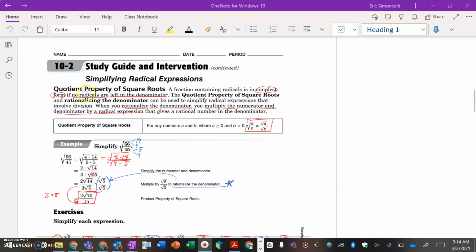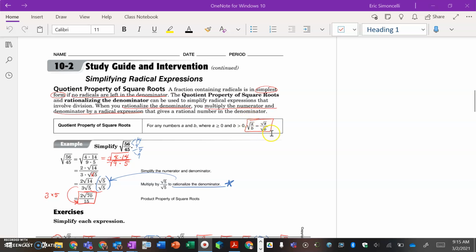We have discussed the quotient property of square roots, but today we're going to dig in a little bit more. Just to reiterate, a fraction containing radicals is in simplest form if no radicals are left in the denominator. The quotient property of square roots and rationalizing the denominator can be used to simplify radical expressions that involve division. When you rationalize the denominator, you multiply the numerator and denominator by a radical expression. That gives a rational number in the denominator.